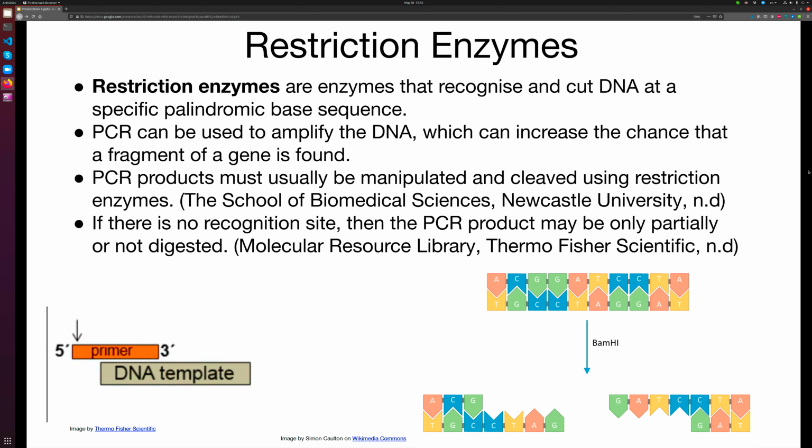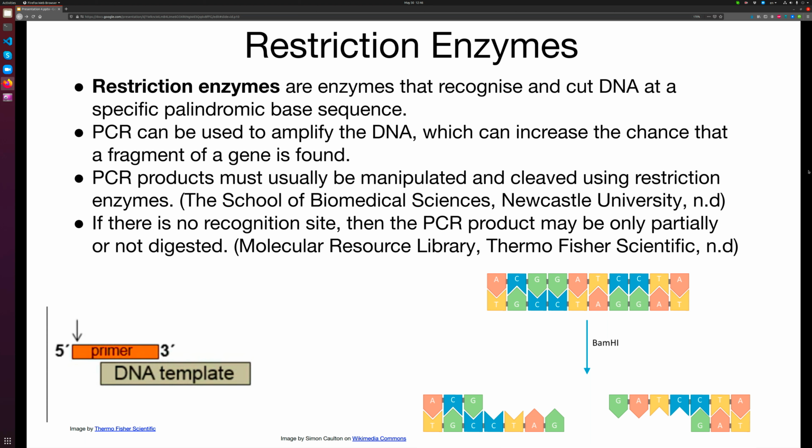So the restriction enzymes are enzymes that recognize and cut DNA at a specific palindromic base sequence. PCR can be used to amplify the DNA, which can increase the chance that a fragment of the gene is found. PCR products must usually be manipulated and cleaved using restriction enzymes. And if there's no recognition site, then the PCR product may only be partially digested or not digested at all.